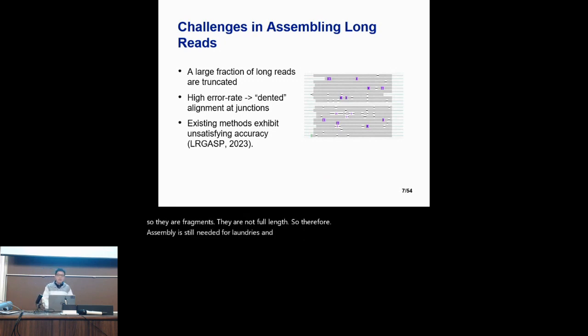And currently, long read sequencing still has, I would say, quite a high error rate. Therefore, we will see this kind of dented alignment in the junctions. This is a real example. You can see it's quite challenging to accurately identify the splicing position. And two years ago, the community conducted a project called the Long-reads RNA-seq Genome Assembly and Assessment Project, or LR-GASP. The paper came out last year, and this work extensively benchmarked the existing assembly methods. The conclusion is that existing methods are quite far from satisfying in terms of assembly accuracy.